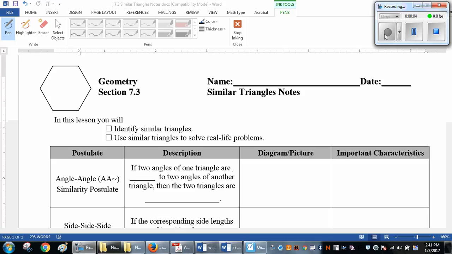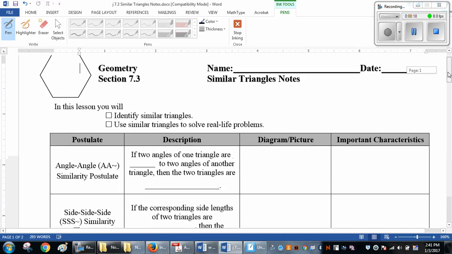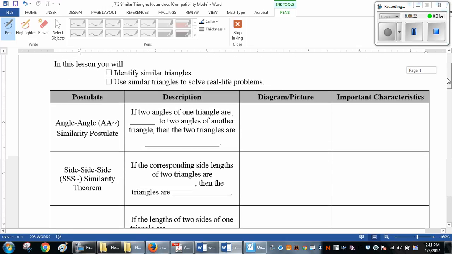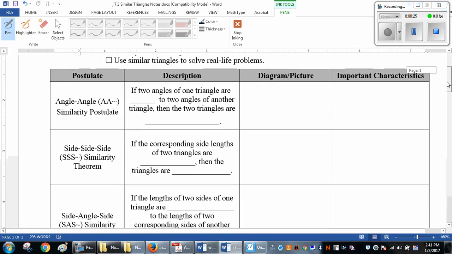This is geometry section 7.3, a little more with similar triangles. So today we're going to talk about some other ways to determine whether two triangles are similar. In our past section, we were using the definition which said that all angles must be congruent and all corresponding sides are proportional.